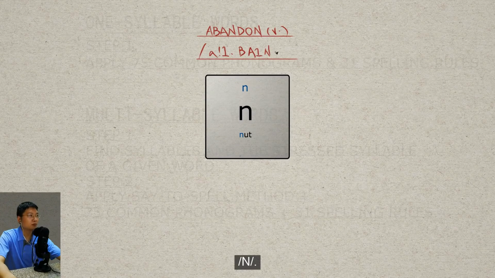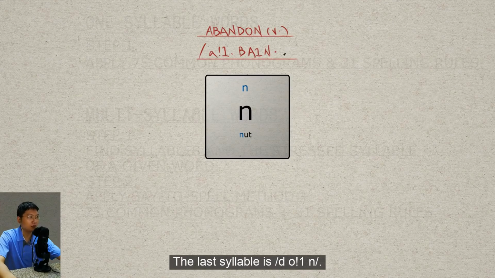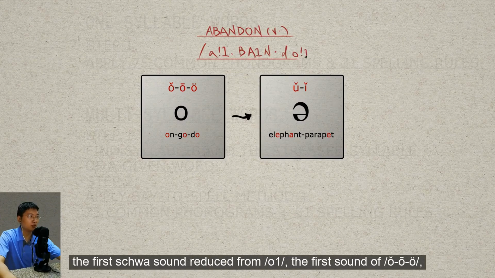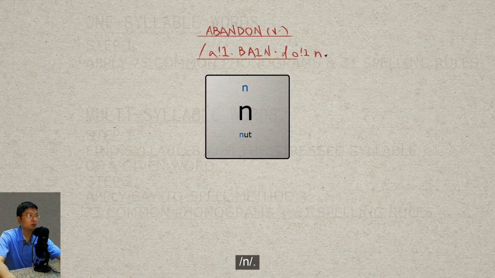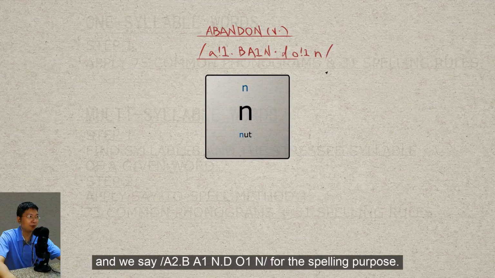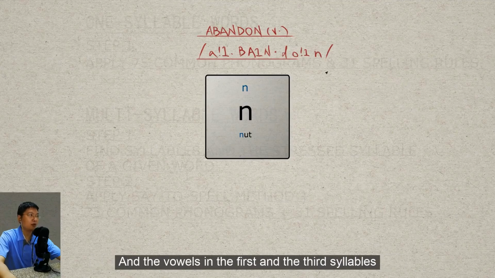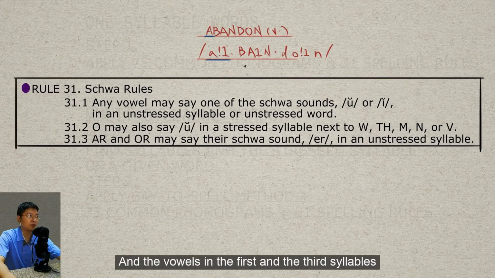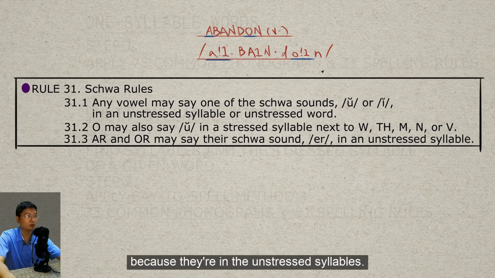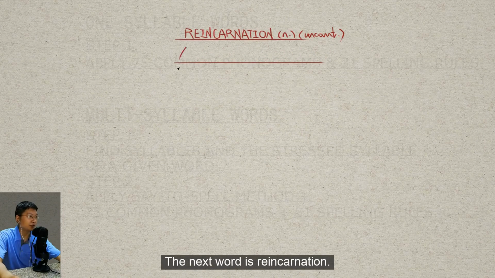The last syllable is dun. D. A. The first schwa sound reduced from a. The first sound of a-o-u. So we have the word abandon, and we say abandon for spelling purpose. And the vowels in the first and the third syllables reduced to the first schwa sound because they're in the unstressed syllables. The next word is reincarnation.